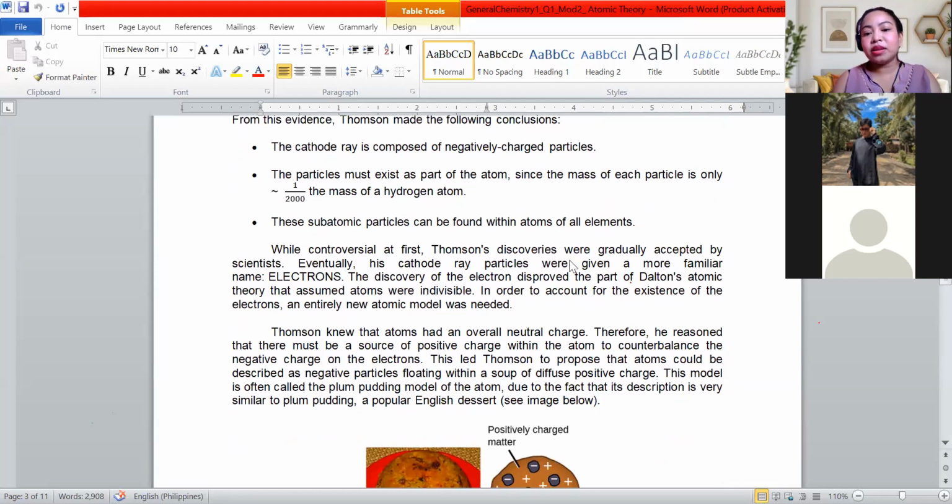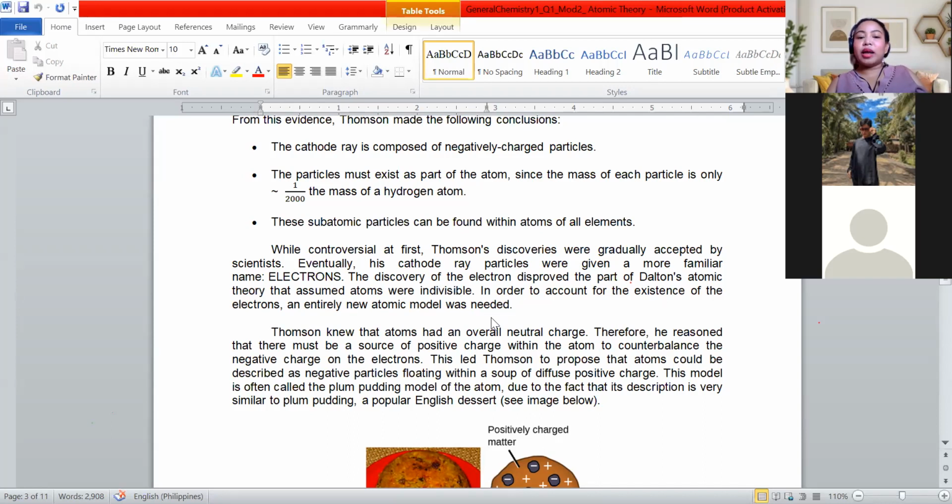Because of this, Thomson's discovery was gradually accepted by the scientists. Eventually, his cathode ray particles were given a more familiar name, which is electrons. The discovery of the electron disproved the part of Dalton's atomic theory that assumed atoms were indivisible. In order to account for the existence of electrons, an entirely new atomic model was needed. Before, they thought that the atom could not be divided. And then, with the discovery of this cathode ray particle, which they called the electron, they said Dalton was wrong. Atoms can be divided.